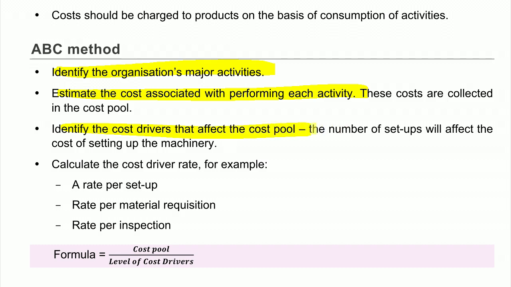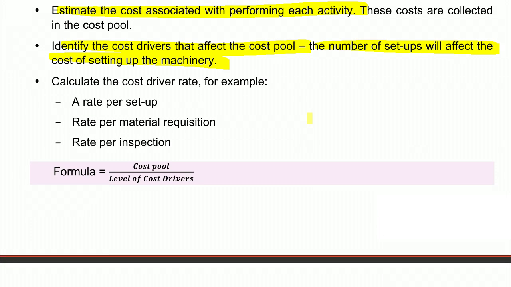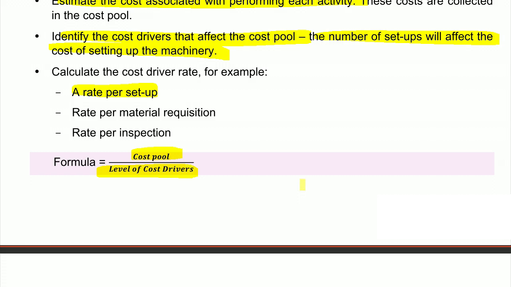So for example, the number of setups will affect the cost of setting up machinery. And then you calculate a sort of mini overhead absorption rate. So it might be rate per setup, and that's typically just the size of the cost pool divided by the level of cost drivers, or the amount of cost drivers that occurs in that particular cost pool. So you end up with an absorption rate of, say, cost per setup by working out the total setup costs and dividing that by the number of setups you think you're going to make in the year.